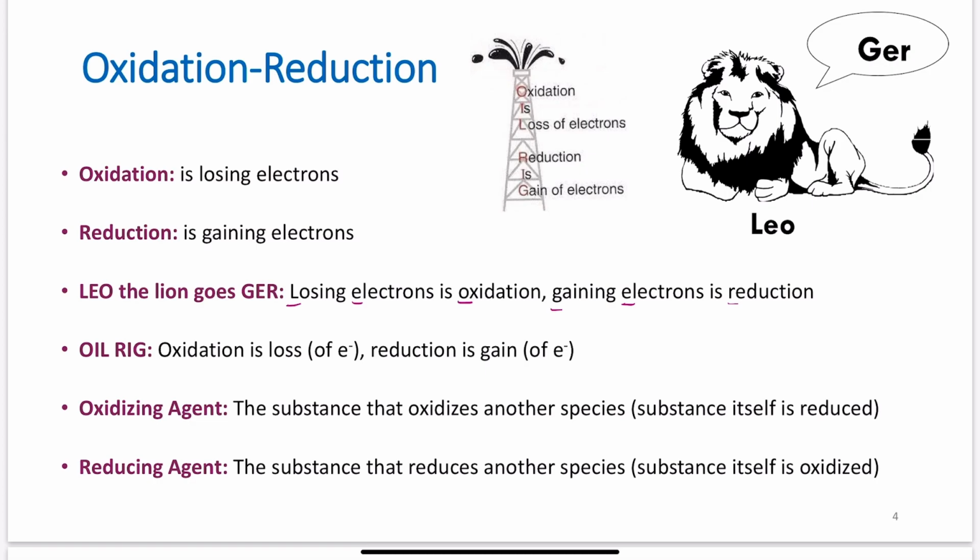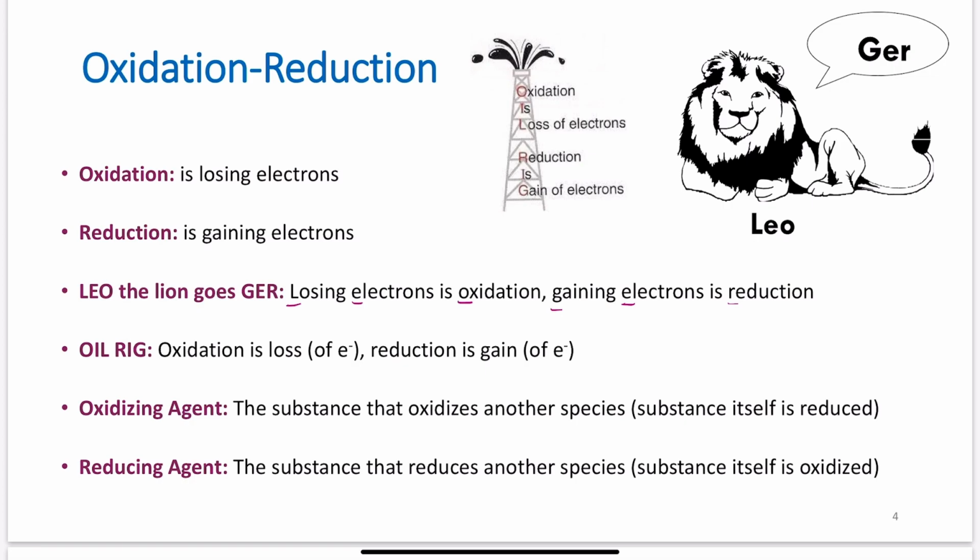An oxidizing agent is like, in my mind, a real estate agent. It's not doing what the name says, it's causing that to happen to something else. What do I mean? I mean, an oxidizing agent is a substance that oxidizes another species. It itself is reduced. So it's not being oxidized itself, it's instead oxidizing something else. It's accepting someone else's electrons and allowing itself to be reduced. It's like a real estate agent, right? A real estate agent isn't selling homes to themselves, they're selling them to you.